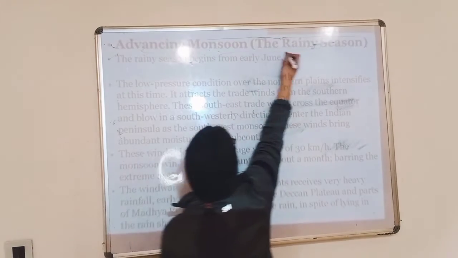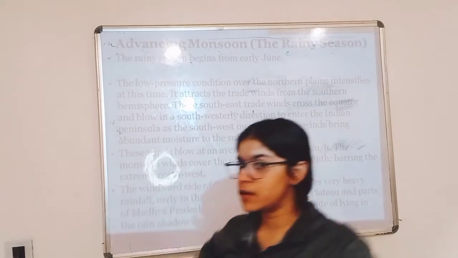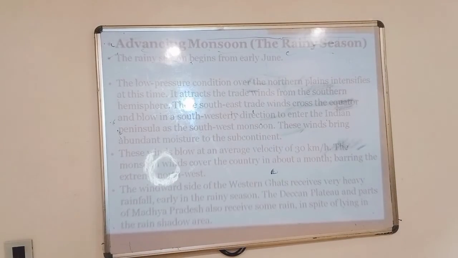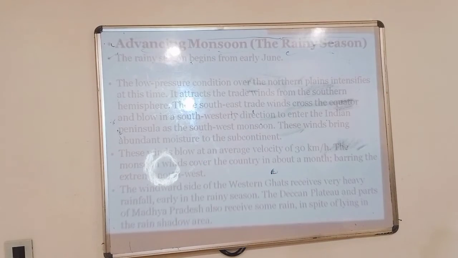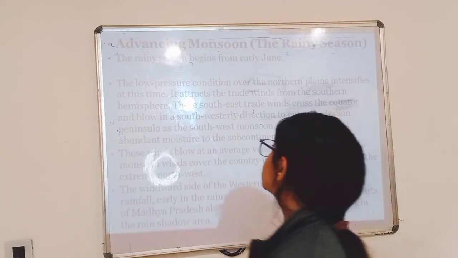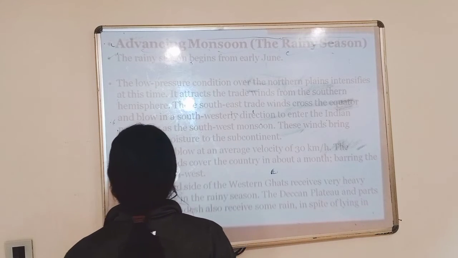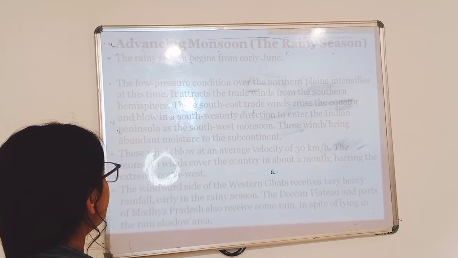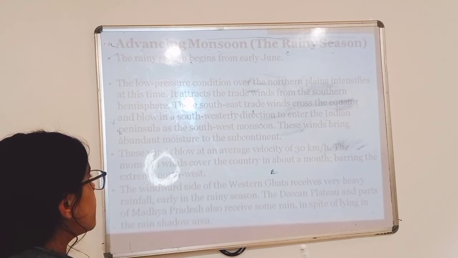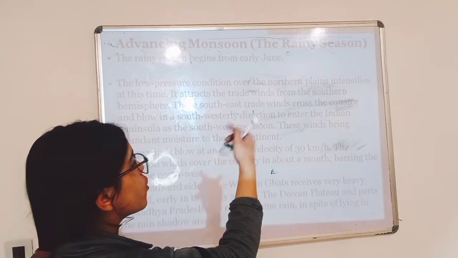कमिंग ऑन टू एडवांसिंग मानसून, द रेनी सीजन. द रेनी सीजन बिगिंस फ्रॉम द अर्ली जून. लो प्रेशर कंडीशंस ओवर द नॉर्दर्न प्लेन इंटेंसिफाइज एट दिस टाइम. इट अट्रैक्ट्स ट्रेड विंड्स फ्रॉम द सदर्न हेमिस्फीयर. The southeast trade winds across the equator blow in a southwesterly direction, Indian Peninsula, and they bring moisture to India.